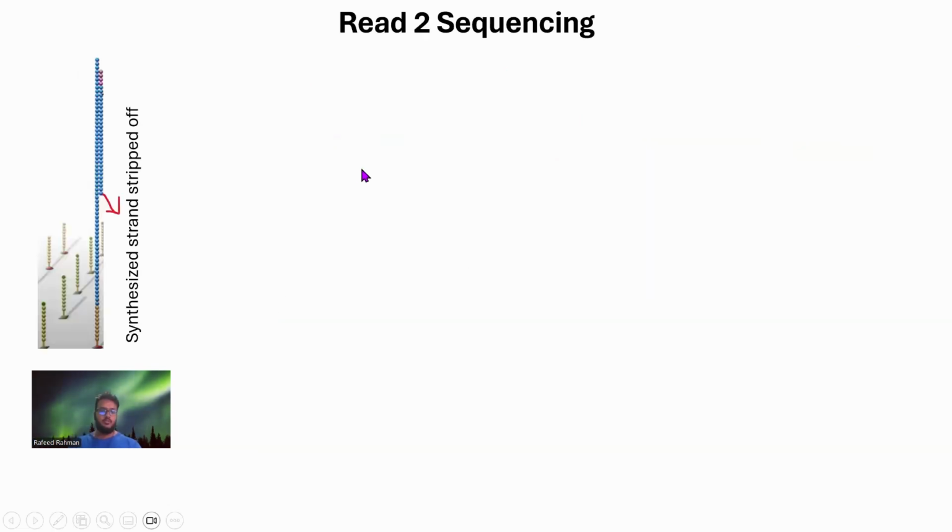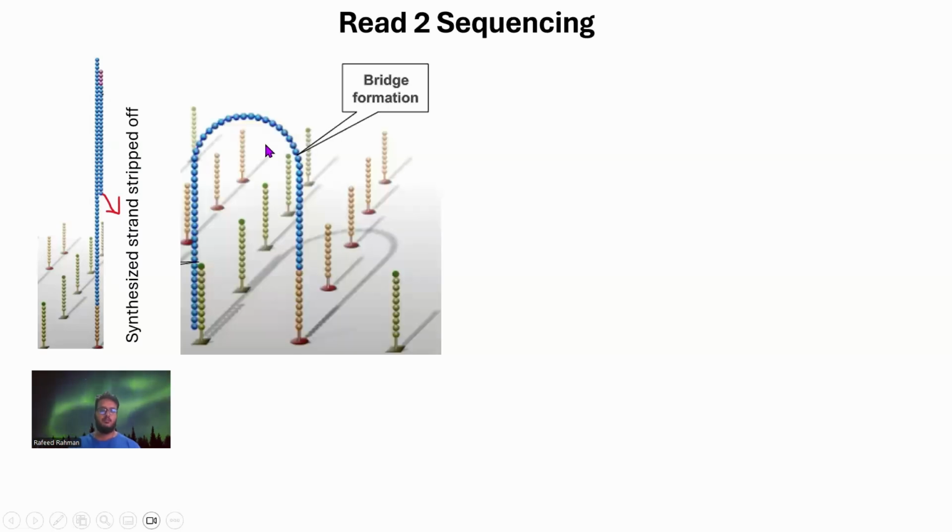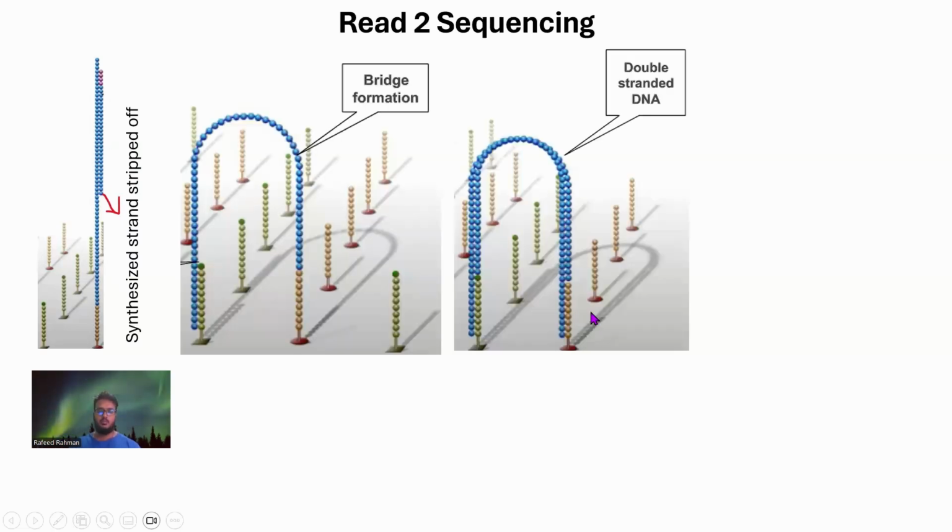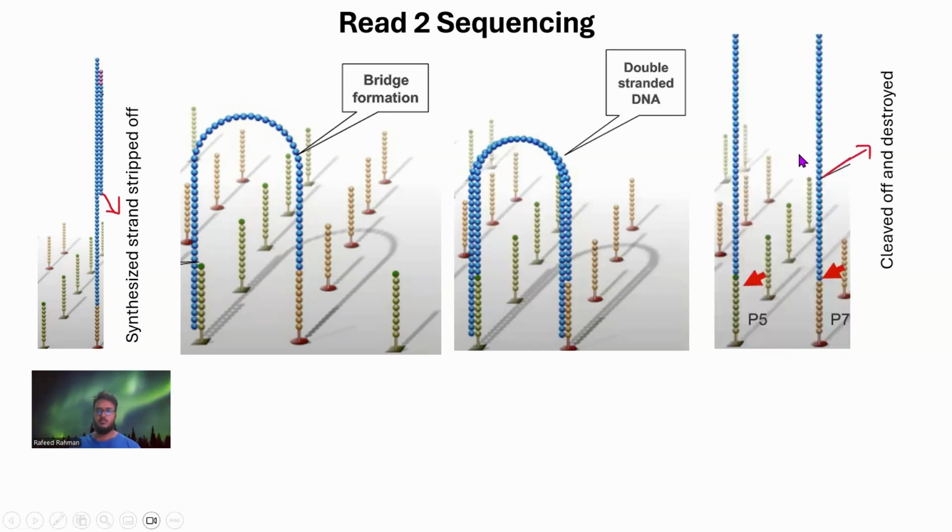For read two sequencing, the first thing we need to do is, we obviously read our strands in the read one sequencing, and it was done by synthesis, because we synthesized the complementary strand. So first we need to rip off these synthesized strands from all the original strands. Afterwards, from a bridge structure, we can do one step of DNA synthesis. We can denature them to single strands. And obviously, right now, we get back the P5.